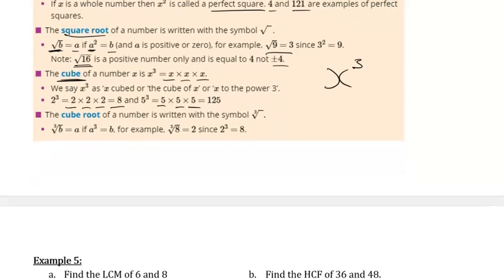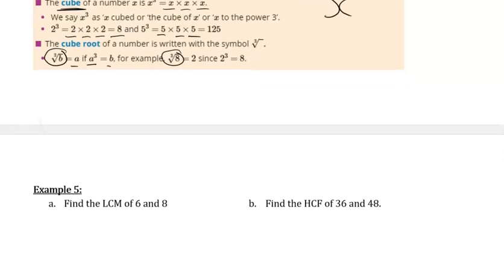And just as we can have a square root, we can have a cube root. So that's the inverse of cubing something. So the cube root of b is going to be a number that, when I cube it, gives me b. For example, the cube root of 8 is 2, since 2 to the power of 3 is 8.